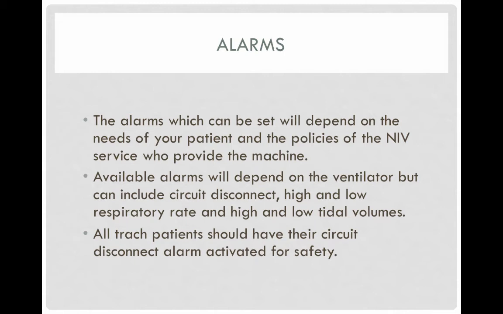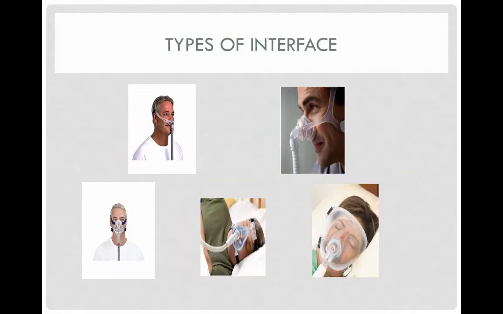There are various types of interfaces. There are nasal pillows that patients can just have two prongs going into the nares. There's a nasal mask pictured here. Both of these two up on top require the patient to breathe in and out through their nose only and be able to hold their mouth closed. These are probably the most common types of masks used for patients out of the hospital with obstructive sleep apnea.